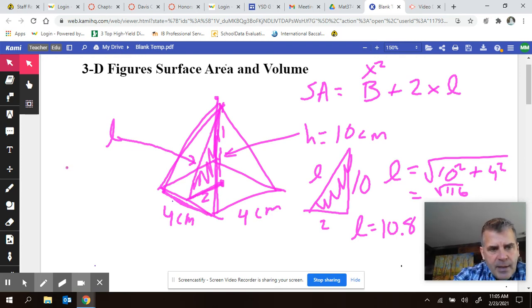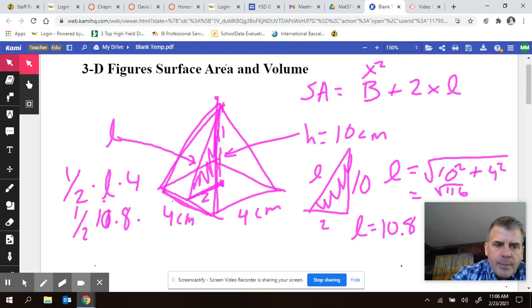So that's going to be that slant height. We take that triangle area, which is found by taking 1/2 times our L length times our base length. Well, I'm just going to go ahead and put 4 in there. We know this is 10.8. So 1/2 times 10.8 times 4.